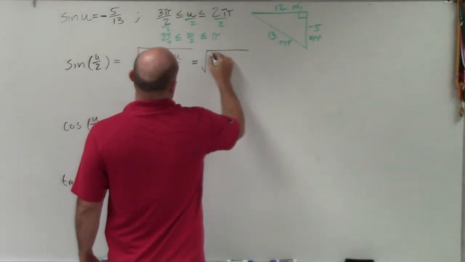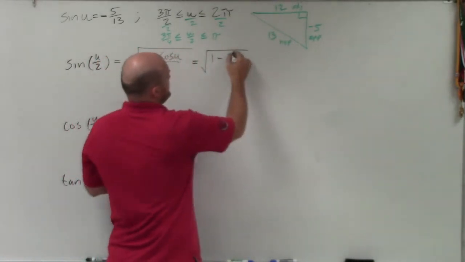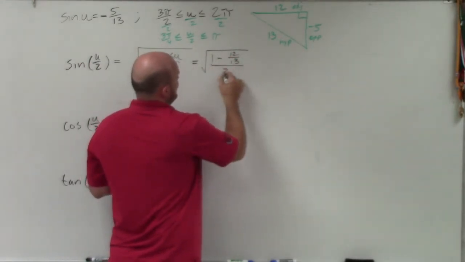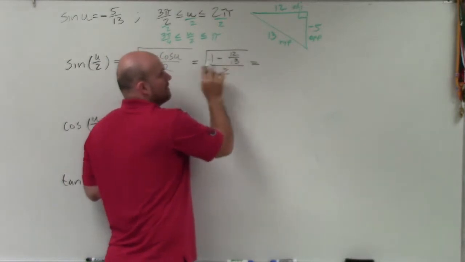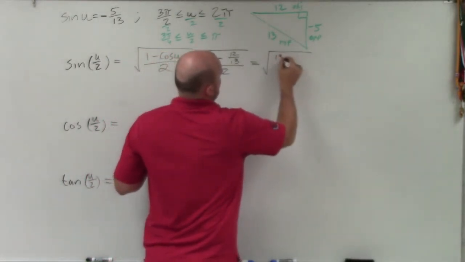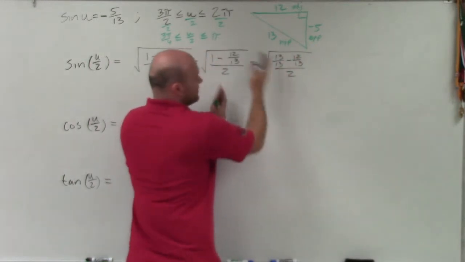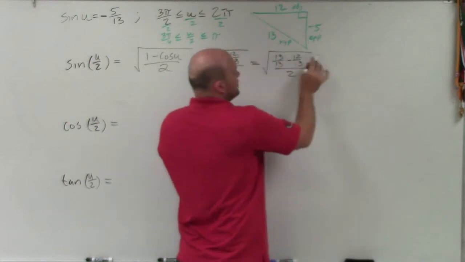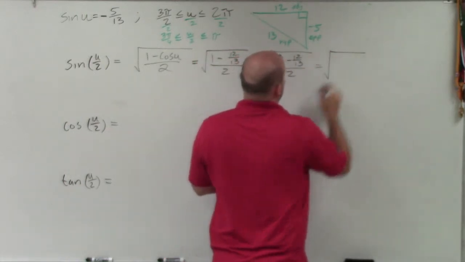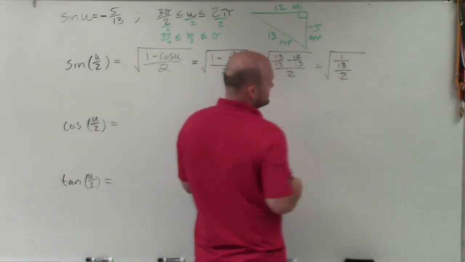So we have the square root of 1 minus, now cosine, remember, is adjacent over hypotenuse. So that's going to be 12 over 13 divided by 2. The main important thing is we want to combine our numerator. So I'm going to rewrite 1 as 13 over 13 minus 12 over 13 divided by 2. Now subtract your fractions. When you're subtracting fractions with the same denominator, you subtract just the numerator and leave the denominator the same. So that becomes 1 over 13 divided by 2.